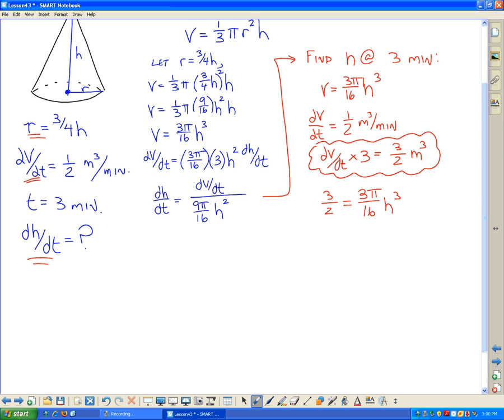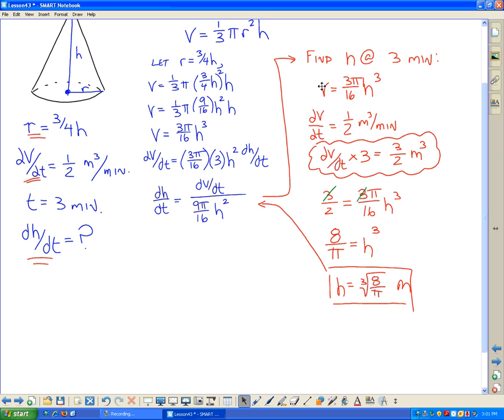3's will cancel for us. 16 will move on top when you do your cross multiply. So 16 over 2 is 8 divided by pi equals h cubed, which would mean that the height is the cube root of 8 over pi, and we're working in meters. There we go. So we do know the height after 3 minutes, and we can take that information and now we return to where we left.